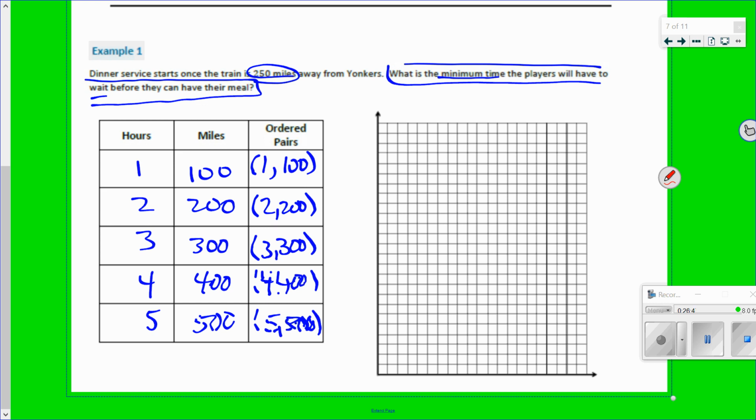Miles traveled? Okay. I'm going to change that a little bit. We'll just say train traveling. Okay. So we're traveling on the train.